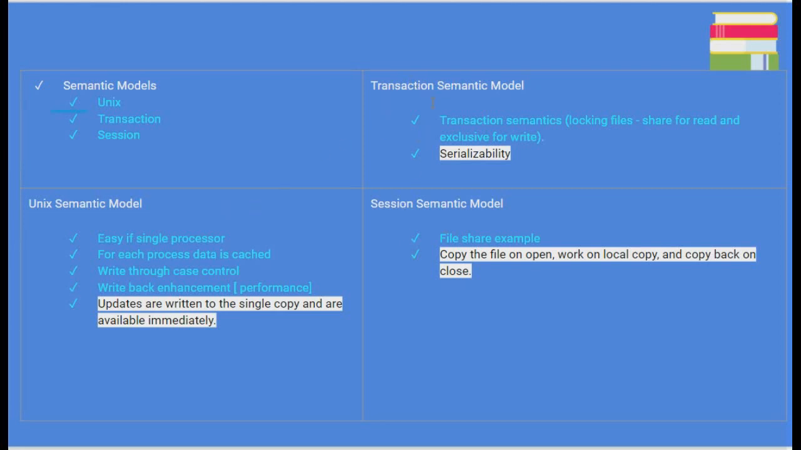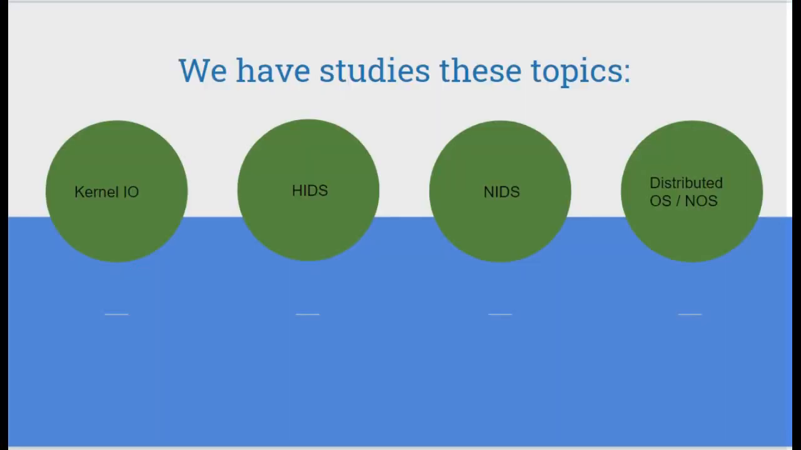Transaction means concurrency at the transaction level. Session means you maintain your own session. And the Unix semantic model means a single processor. For each process the data is cached, so it is process based, and updates are written to the single copy and are available immediately. So we have discussed these topics: kernel IO, HIDS, NIDS, distributed operating system and network operating system.